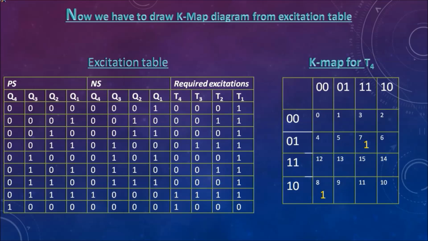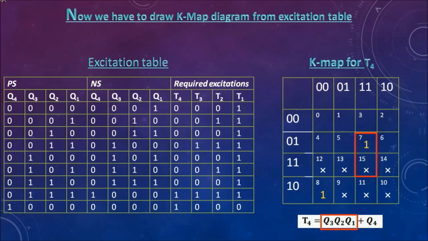Now in a mod 9 counter we only have 9 states, so with 4 flip-flops, 16 minus 9, the invalid states are 7. So here 12 13 15 14 10 11 and 9 are the invalid states, and in the K-map diagram we can choose them as 1 or 0 according to our requirements, because these are the don't care positions. So here for T4 we take all these crosses as 1.